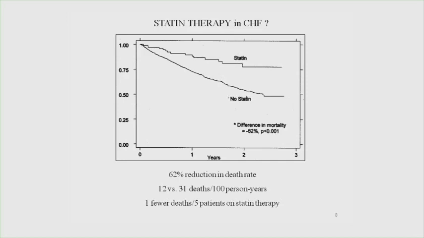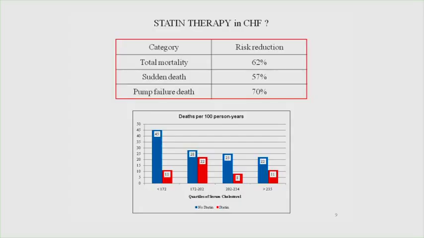Well, what happened in these patients? They did much better. Mortality was less with statin therapy. There was a 62% reduction in death rate, 12 versus 31 deaths per 100 patient years. That's one fewer death for every 5 patients treated with a statin. That's a very powerful therapeutic effect. Now, total mortality was decreased by 62%, sudden death by 57%, death due to heart failure, pump failure by 70%. Now, historically, the lower the cholesterol, the worse you do, but not with statin therapy. Lowering cholesterols with statins had a beneficial effect.